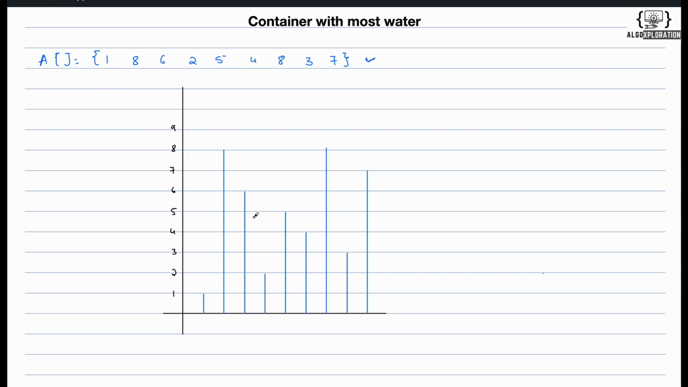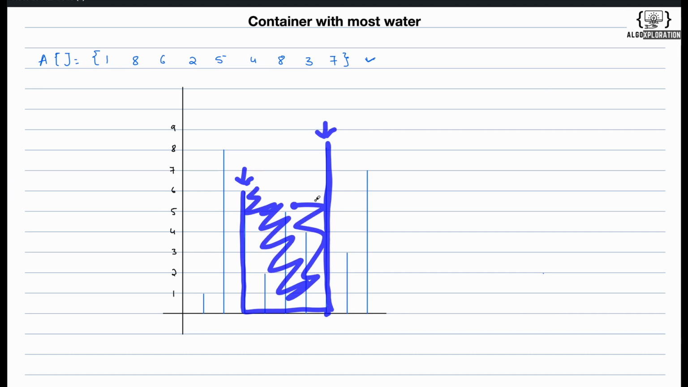So let's say this, and let's say this. If we consider these two ends, how much water between these two ends will fill? If we do that, we can see that only this much water will be filled, right? So what will be the height? The height will be 6 because we have to take the minimum. We will not take 8 as the height. It will obviously be 6.